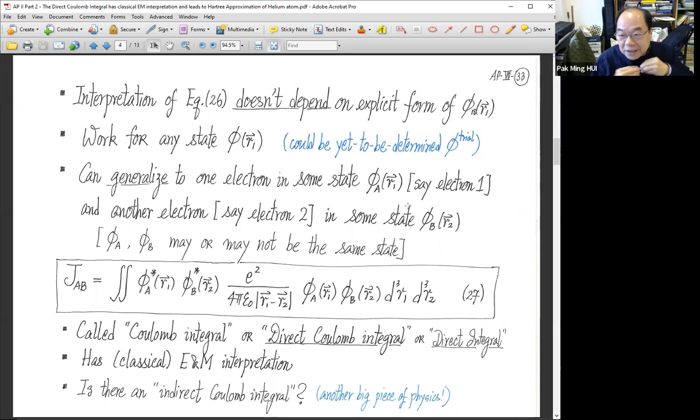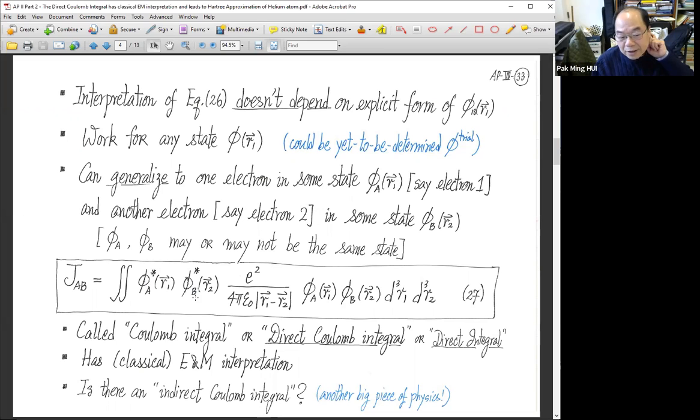Let's generalize this interpretation a little bit. If I don't have 1s and 1s, but state A and state B, that could be different. In the previous case, they are the same, but they could be different. I can still carry out the whole interpretation with no trouble. So this electromagnetic interpretation can be carried out even for state A and state B being different.